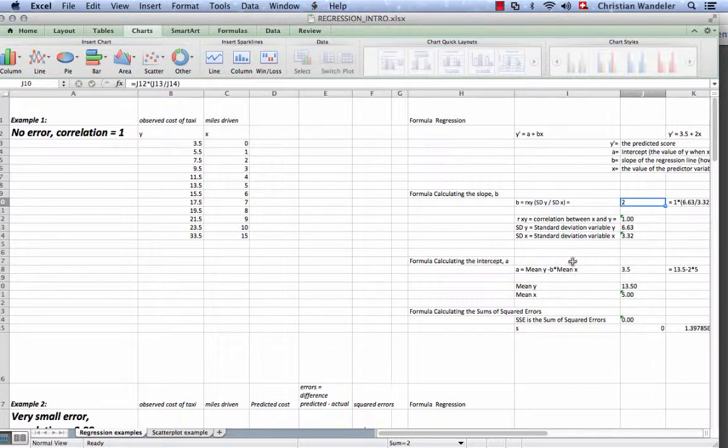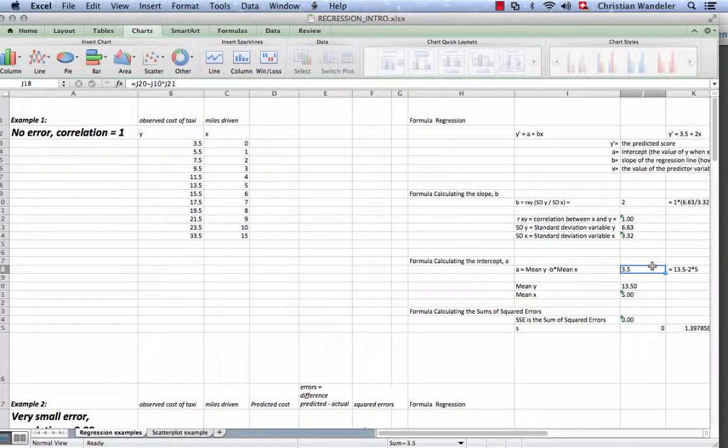Now we have a formula to calculate the intercept, the a, which is a equals the mean of y minus beta times the mean of x. So here I did the same thing: figure out the mean of y, get the average of y values, and figure out the average of x. And then we plug that into our formula to get the intercept. It is mean y minus beta times the mean of x.